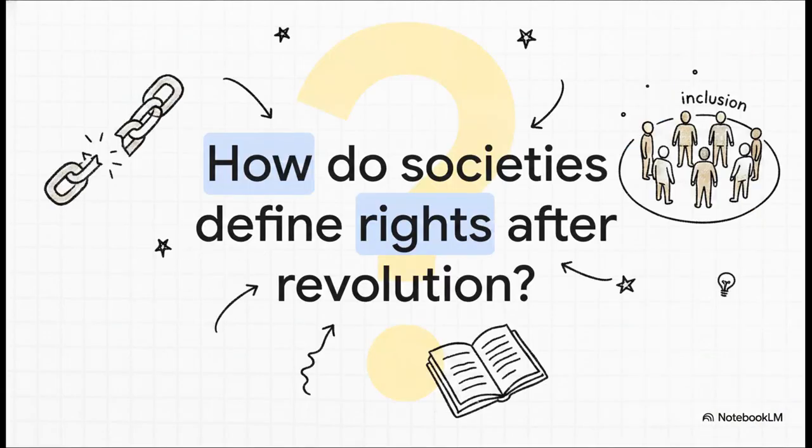Finally, I want to leave you with a massive question to chew on, the second half of our essential question. How do societies define rights after a revolution? As we move through Unit 2, I want you to keep asking yourself this. Once the fighting actually stops, who gets included in those newly defined rights, and, just as importantly, who gets left out. Take a quick second to write that provocative question right at the bottom of your notes. Keep it in the back of your mind as you start this unit, and I'll see you all in the next explainer.